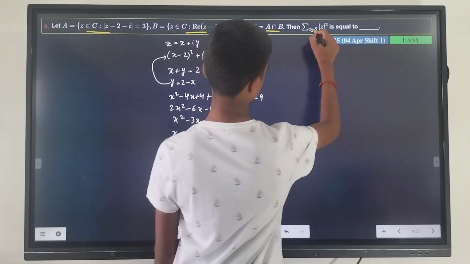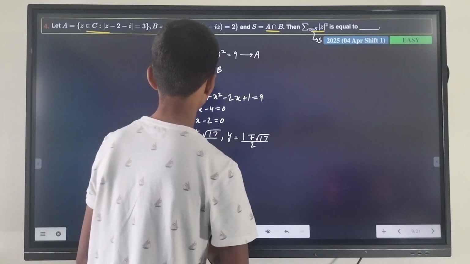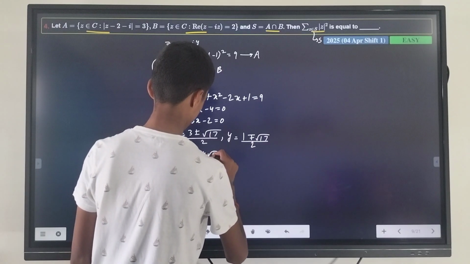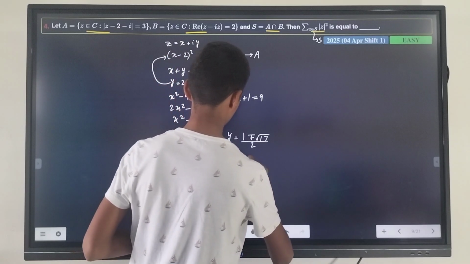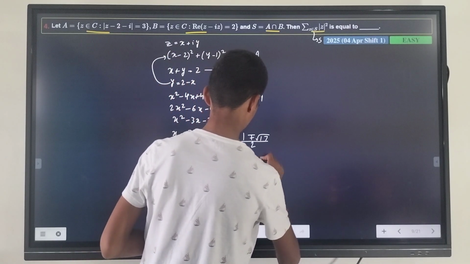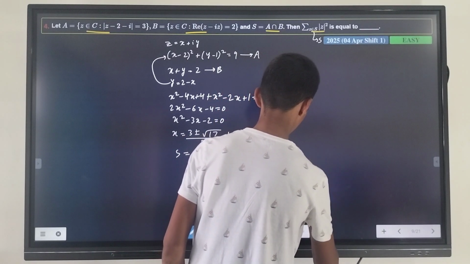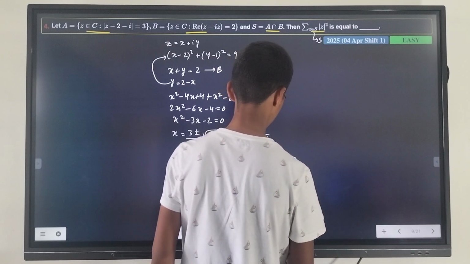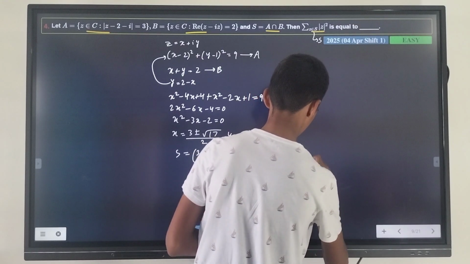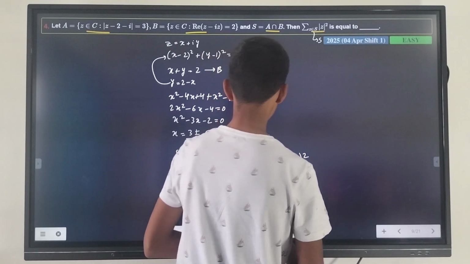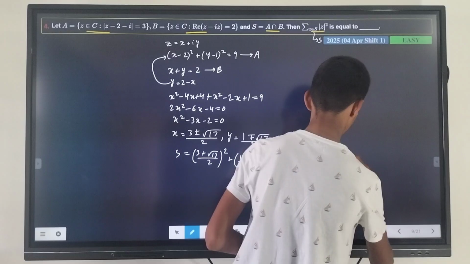Now let's say this is S, so our required sum S is equal to 3 plus root 17 by 2 whole square, plus 1 minus root 17 by 2 whole square, plus 3 minus root 17 by 2 whole square, plus 1 plus root 17 by 2 whole square.